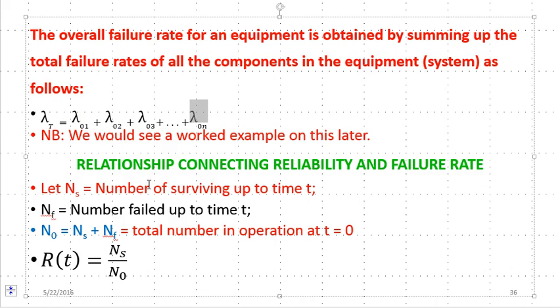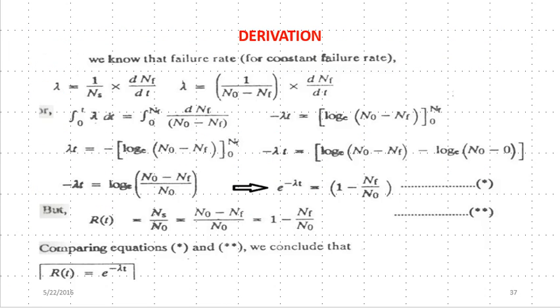Now, what is the relationship connecting the reliability and the failure rate? Let us assume this NS is the number of components that survive after a test is carried out, and NF is the number of components that have failed. Now we can say the total is equal to N0, which is NS plus NF. So my reliability is equal to the number of components that survived over the total number involved in the test. From this definition, we want to derive a formula that will relate the failure rate and the reliability of a system.